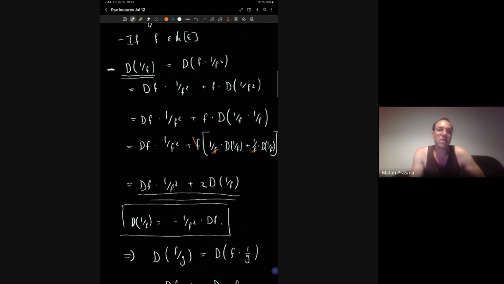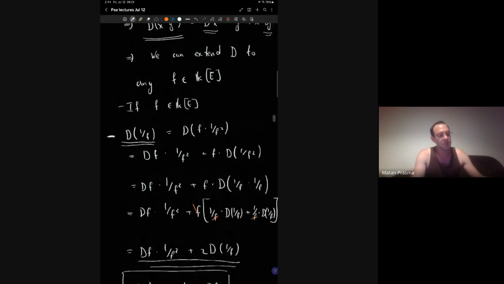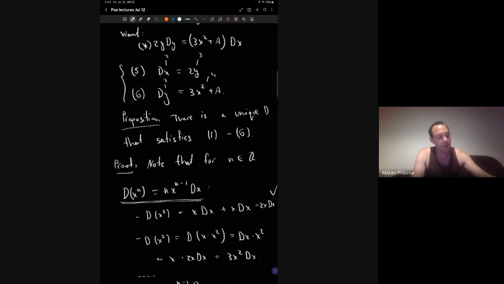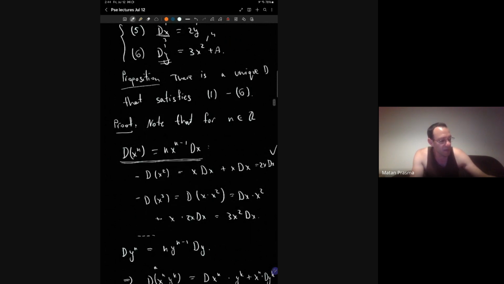Why is it unique? If you assume towards contradiction that there was another function d prime that satisfies axioms 1 up to 6, then d and d prime would agree on x, and they would agree on y, right? d of x would need to be d prime of x, and d of y would need to be d prime of y. And then d of x to the n would have to be d prime of x to the n, and so on. So all the things we did, we had no choice.